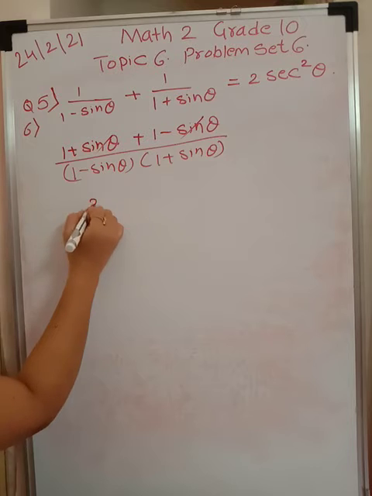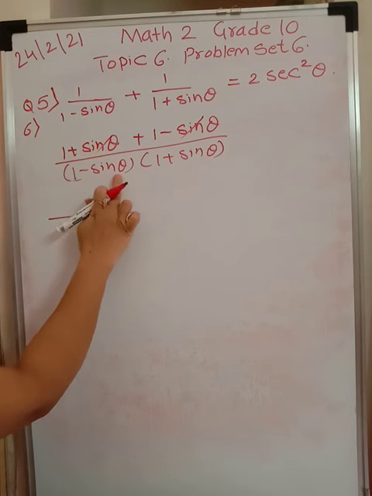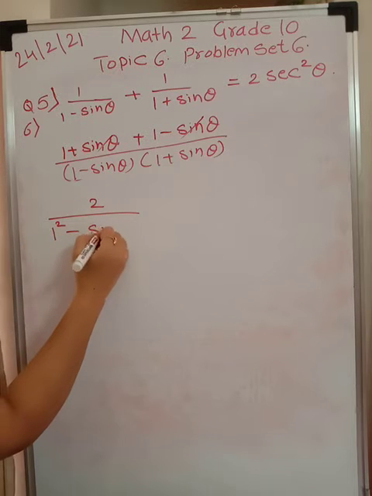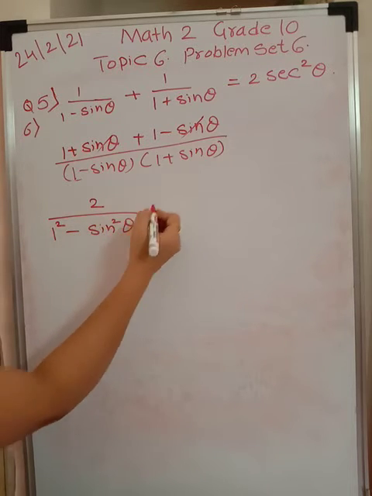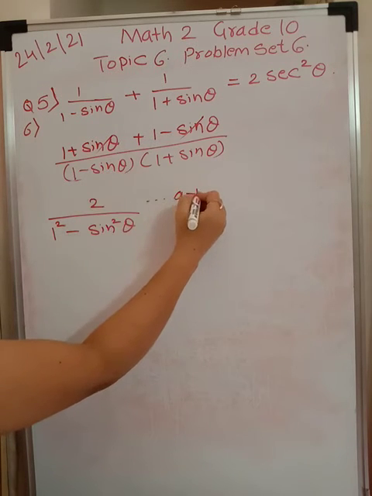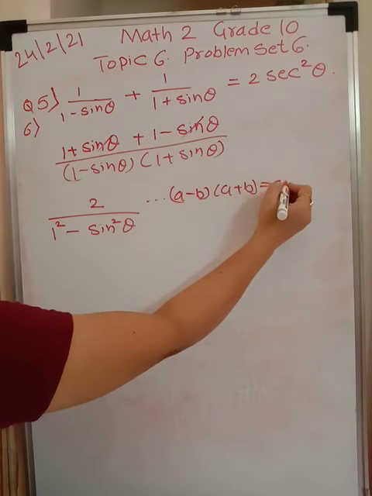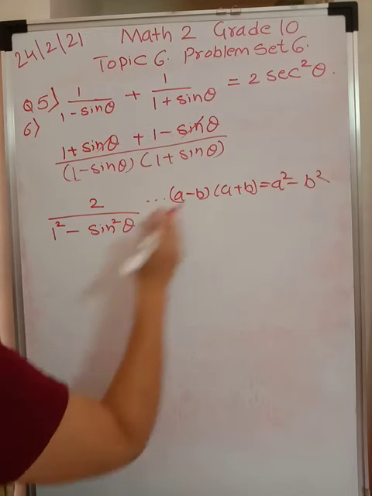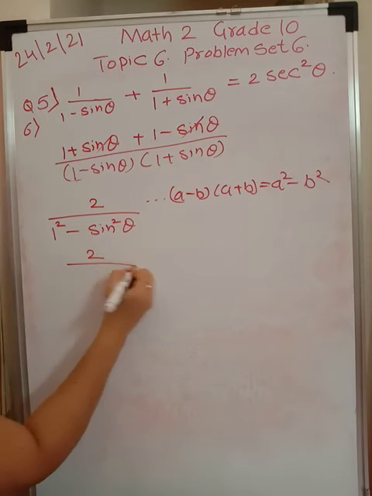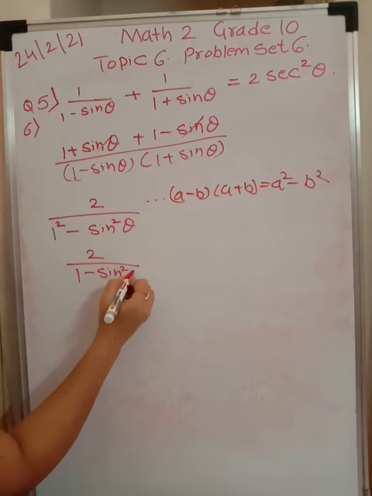1 plus 1, 2, and below, a plus b into a minus b is a square minus b square. So it is 1 square minus sine square theta. The reason for this is a minus b is first, so I am writing a minus b into a plus b is equal to a square minus b square. So we have written this. Alright, so 2 upon 1 square is 1 minus sine square theta.